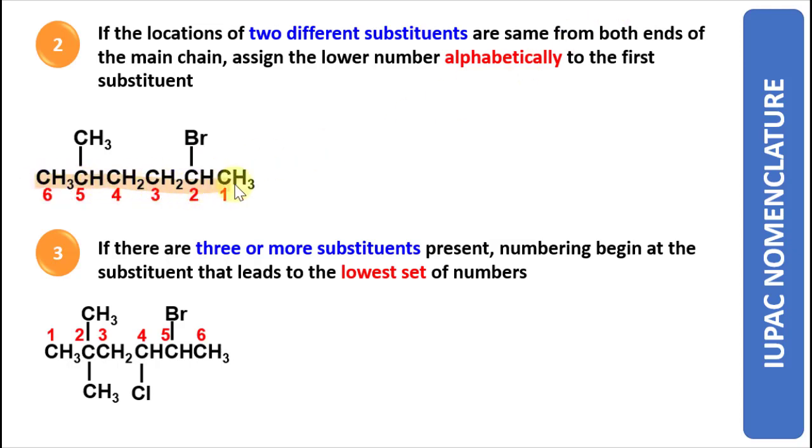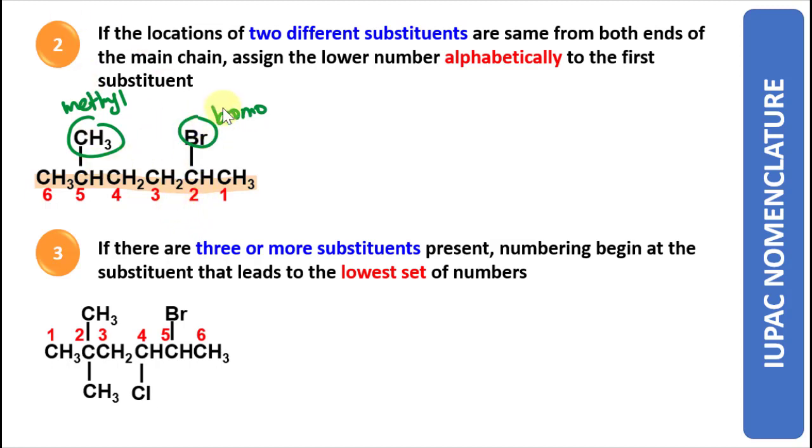right, so we have a 6 carbon longest chain, and then we have a methyl, right, methyl, and also bromo. If we number it from left to right or right to left, our first substituent here is going to be on the second carbon. So if this happens, we are going to assign the lower number alphabetically to the first substituent. So since B comes before M, we will put the bromo here on the lowest number.